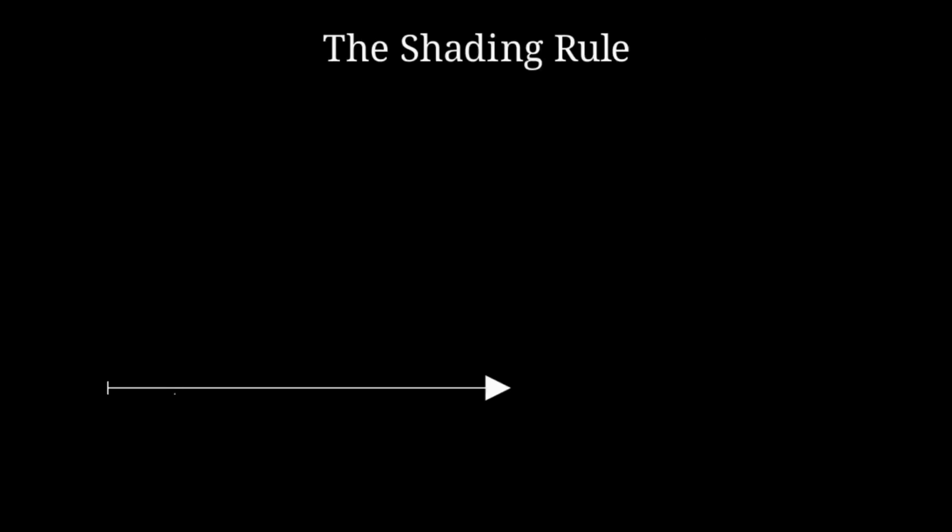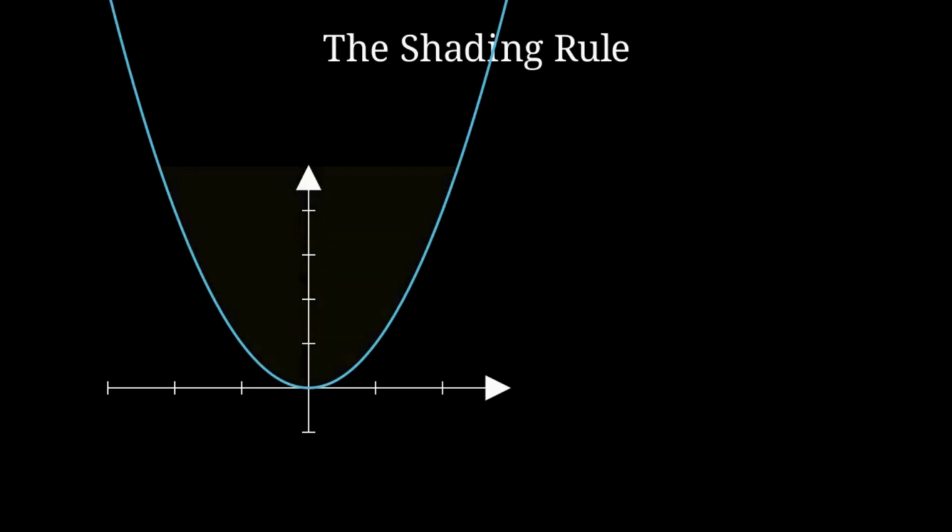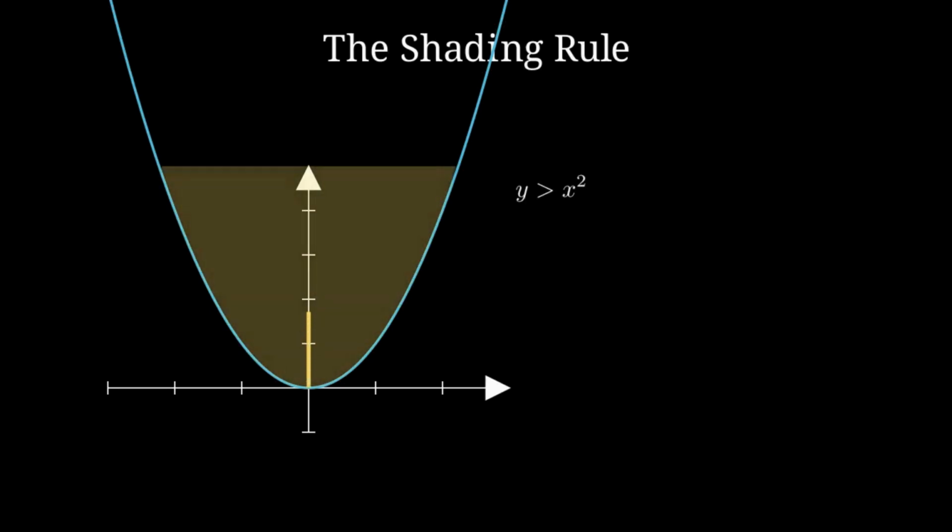To represent the inequality, we shade the region that satisfies the condition. For functions solved for y, greater than typically means shading above the curve, while less than means shading below. This visualizes all possible x, y pairs that make the statement true.